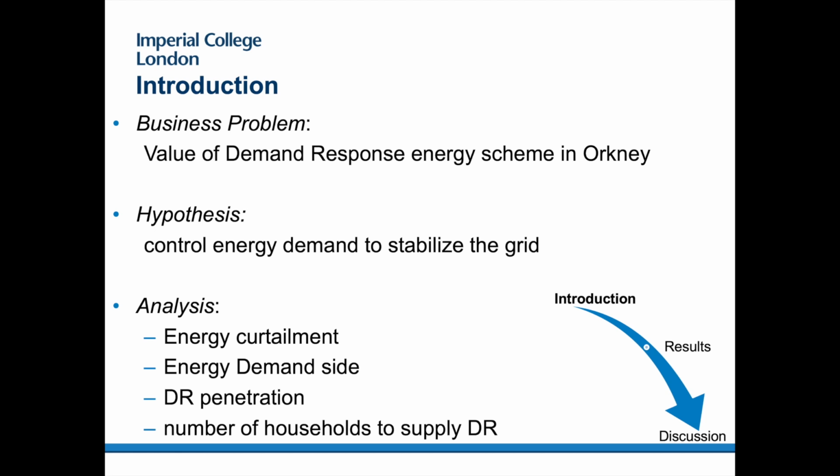Our main hypothesis is that by controlling energy demand, especially when there is excess supply availability, a better stabilized energy grid could be preserved. We have focused on valuing the cost of curtailment and market sizing the Orkney's energy consumption market. How much is the energy demand side and how much could this potentially be reduced by DR penetration, and how many local households will need to be on DR scheme in order to supply this level of DR?